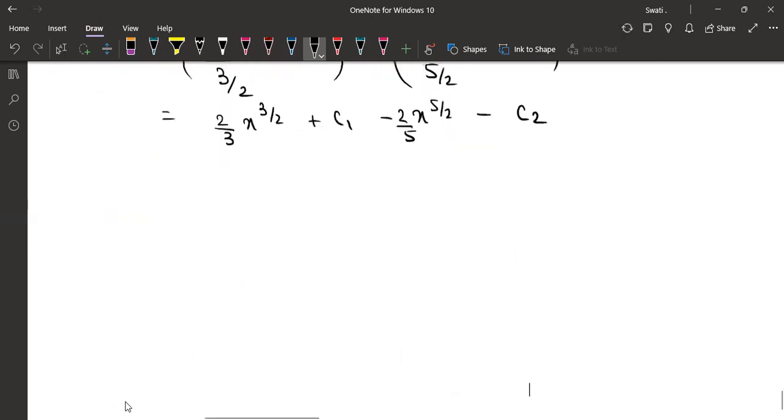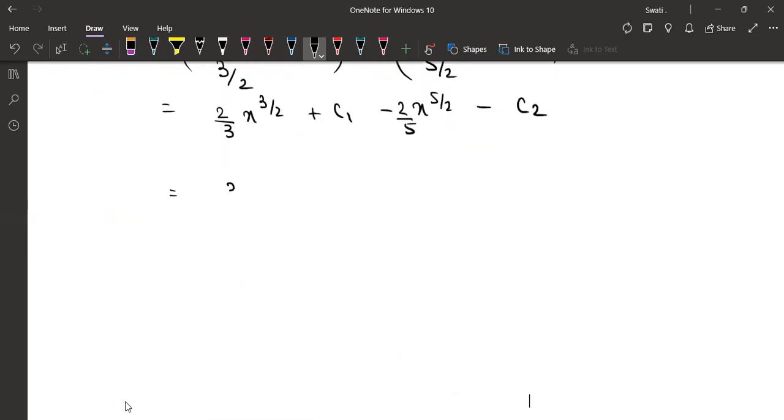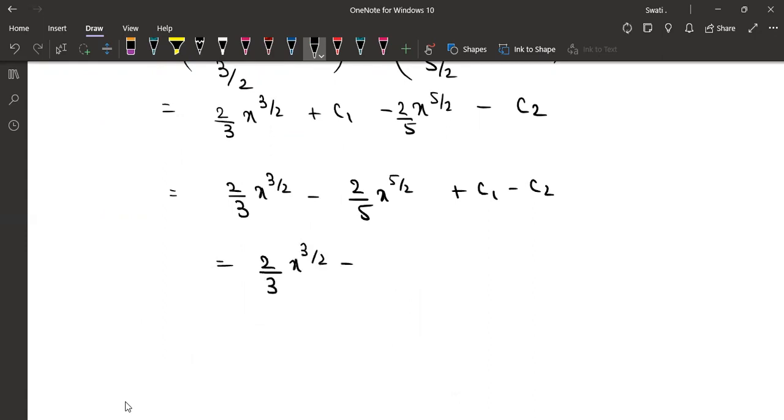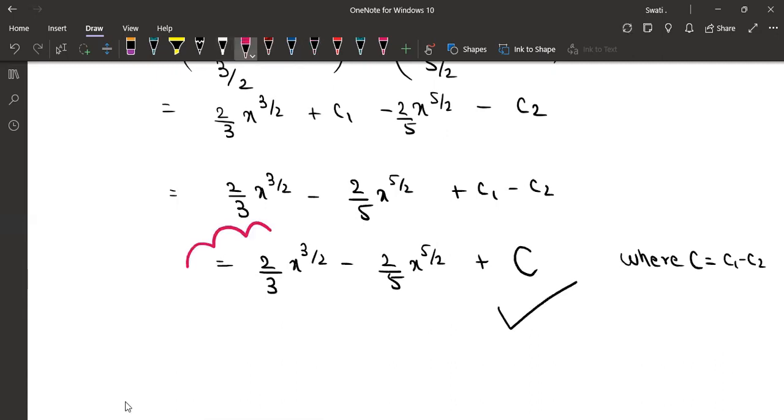Now I can simply write this as 2 by 3 x raised to 3 by 2 minus 2 by 5 x raised to 5 by 2, and c1 minus c2 together we can also replace. So in place of c1 minus c2, I can just use one constant c, which is nothing but the two constants subtracted, c1 minus c2. That is it. This is our final answer.